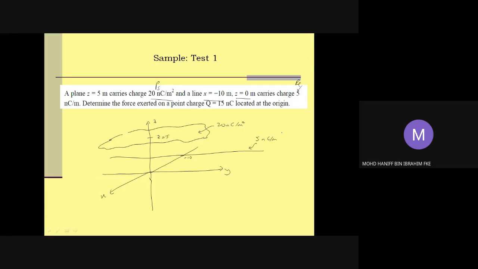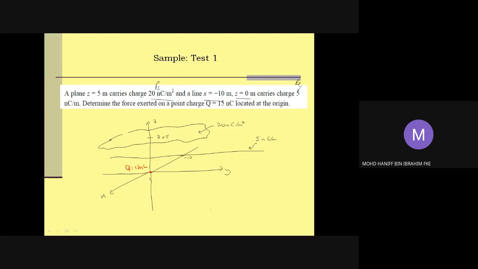With this, you need to find the force exerted on a point charge Q located at the origin. Your point charge is here, in red, with charge Q of 15 nanocoulomb. From what we have learned in chapter 2, in Coulomb's law, the force and the electric field intensity are interrelated. That's what we have learned previously.